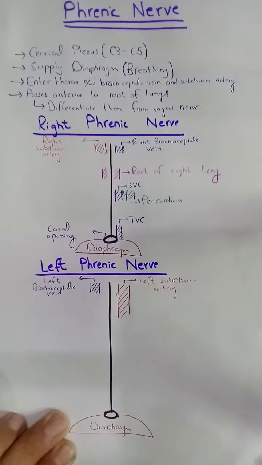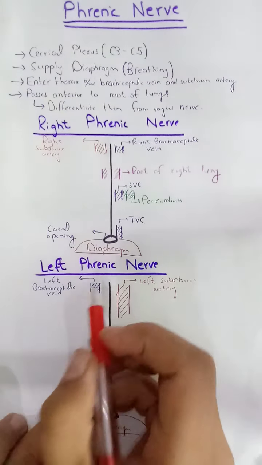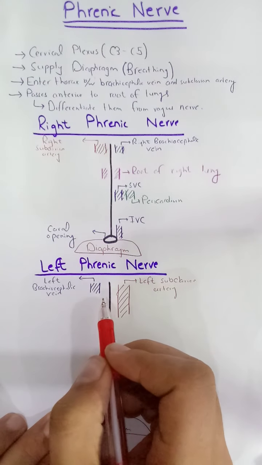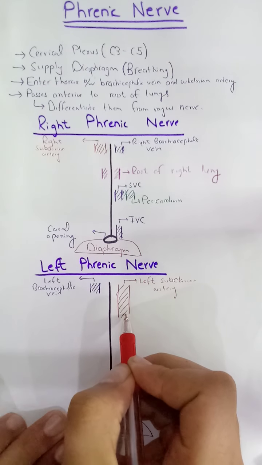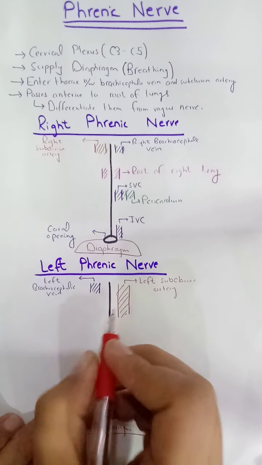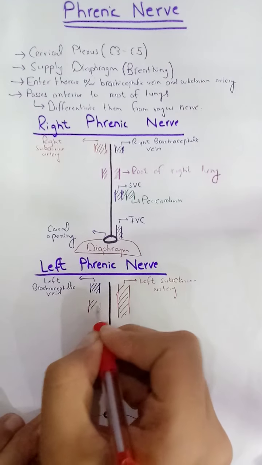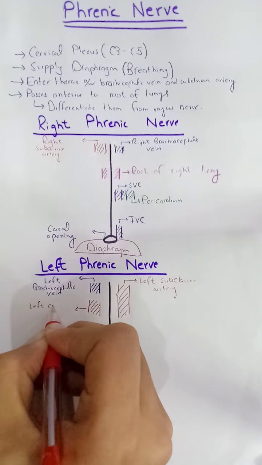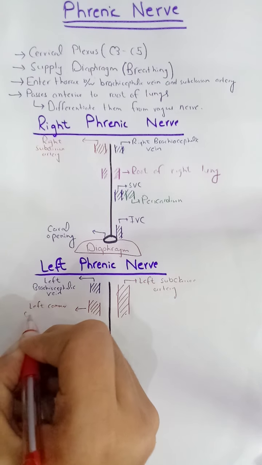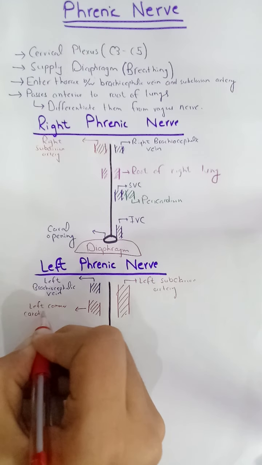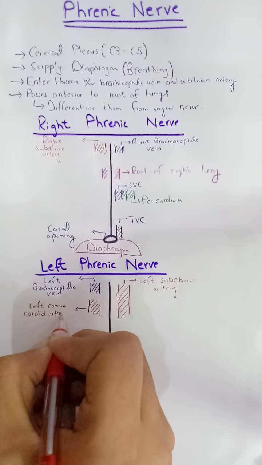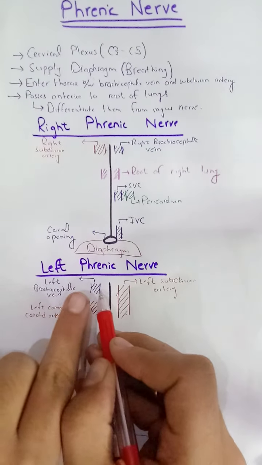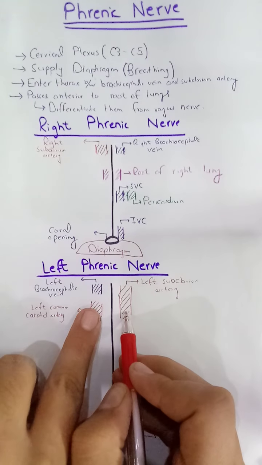Then after entering the thorax, it will move between two arteries. The one is the same left subclavian artery, and the other one is the left common carotid artery. First it will move between this vein and this artery, then it will move between these two arteries.